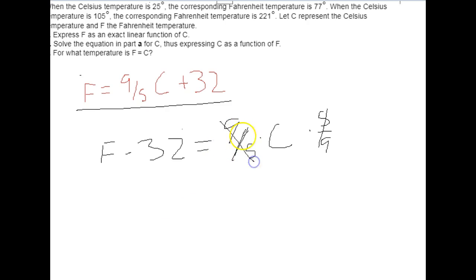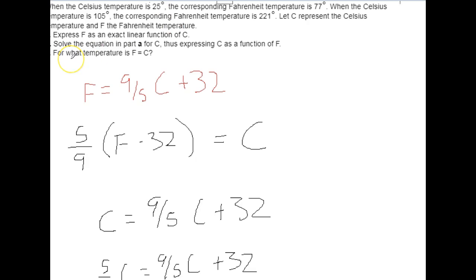And that's going to leave us with just a C over here. And we have to multiply this entire side by 5/9. So we want to indicate that with parentheses. We're going to take the entire side and multiply it by 5/9. And that leaves us with our equation solved for C. And for the last part of this problem, we're trying to figure out what temperature value Fahrenheit will equal Celsius. Both scales will show the same reading.